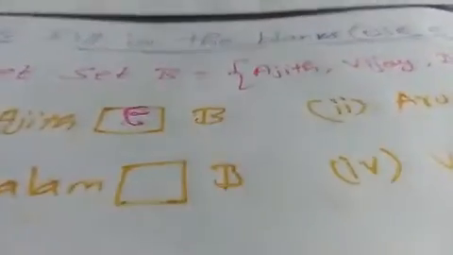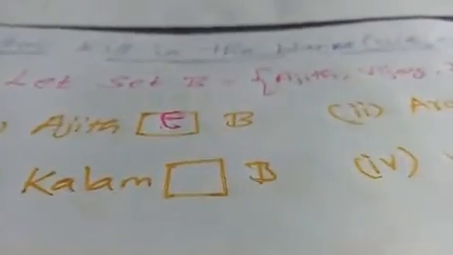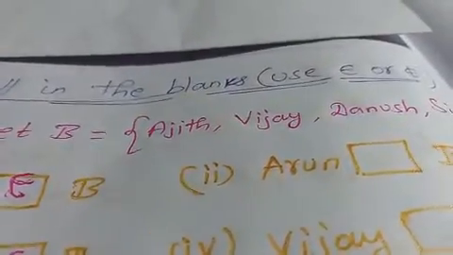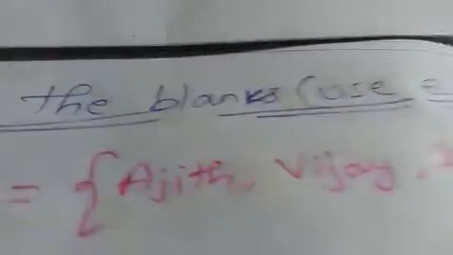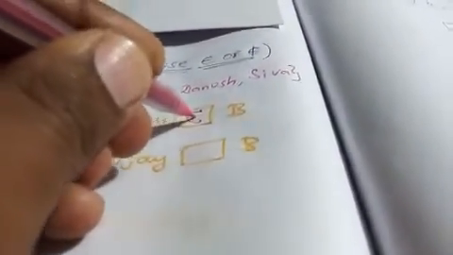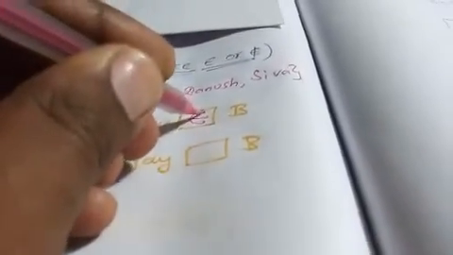Then Kalam. Is Kalam there in set B? No, there is no Kalam name. So Kalam does not belong to B. Then Arun. Is Arun there in set B? There is no such name in set B. So Arun does not belong to B. So the does not belong to symbol.